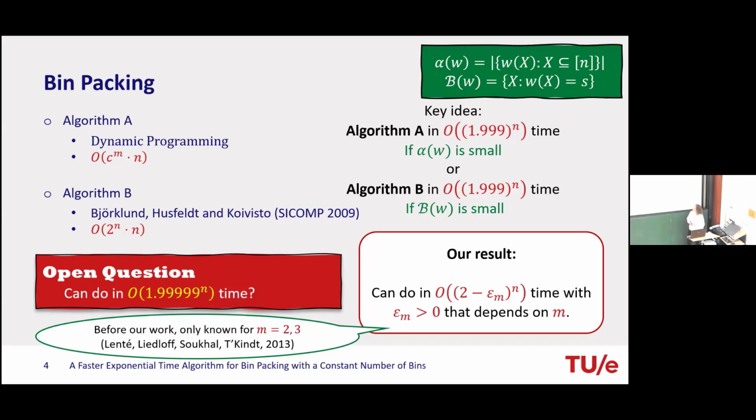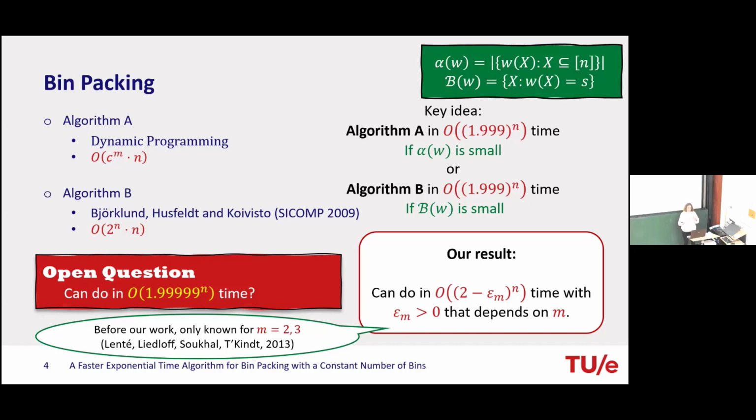So alpha of W is the number of different weights that the weight function generates, as I would call it. So it's all the different weights that I have if I take subsets of the items. And B of W is the maximum number of sets that have the same weight S. So S will be defined later. So it's just the number of different sets that all have the same weight. And now I will prove later in this presentation that either this alpha of W is going to be small enough, or this B of W is going to be small enough.